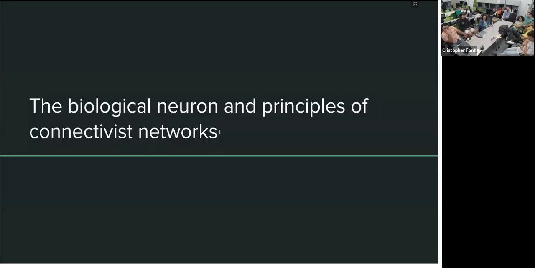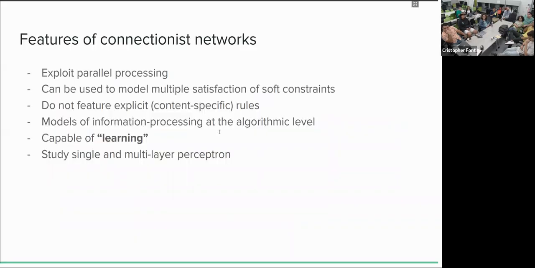So moving on to the biological representation of neurons, I'm just going to mention some features of connectionist networks first. Connectionist networks exploit parallel processing. They don't feature explicit rules, which means that we're never going to tell a connectionist network, otherwise known as a neural network, explicitly what to do. We're going to try to get it to "learn." I put that in quotes because they don't really learn. We'll see what that means later.